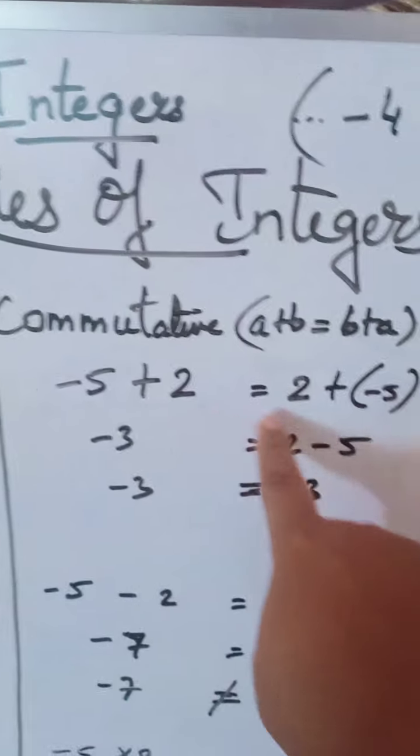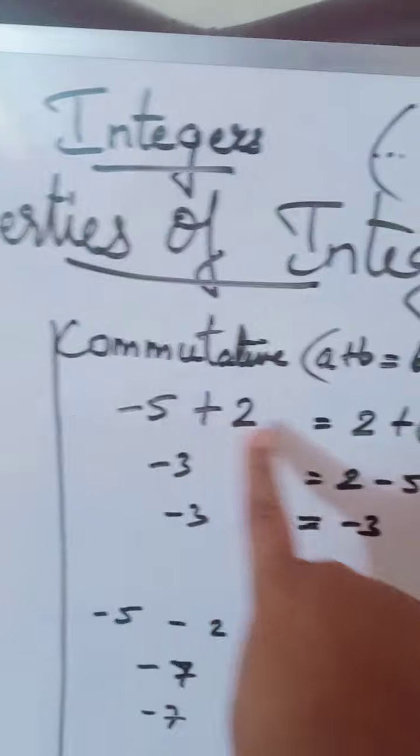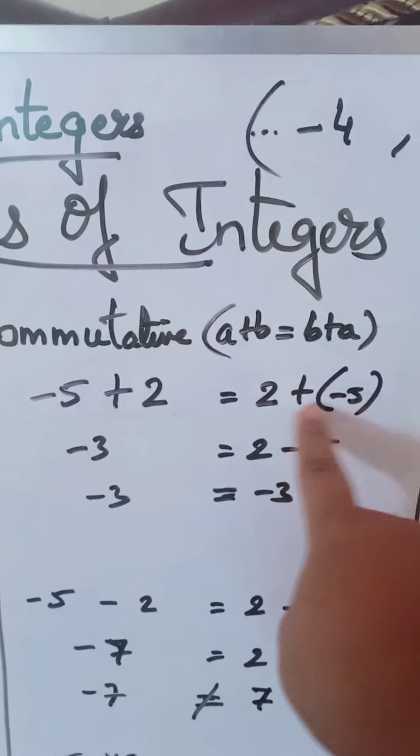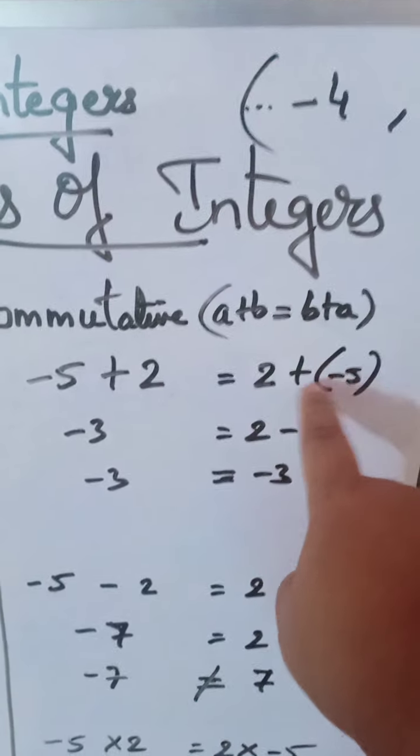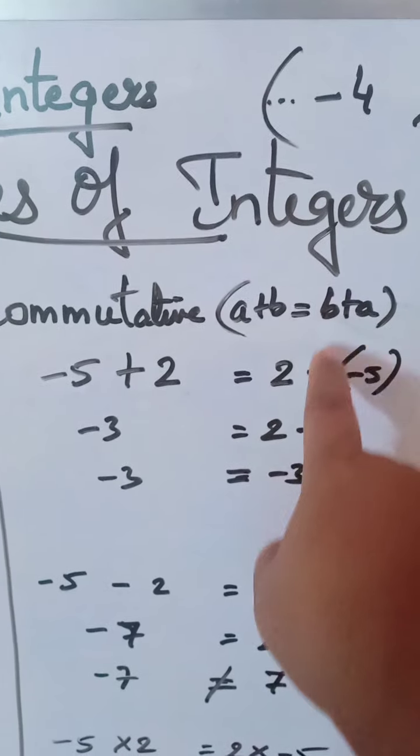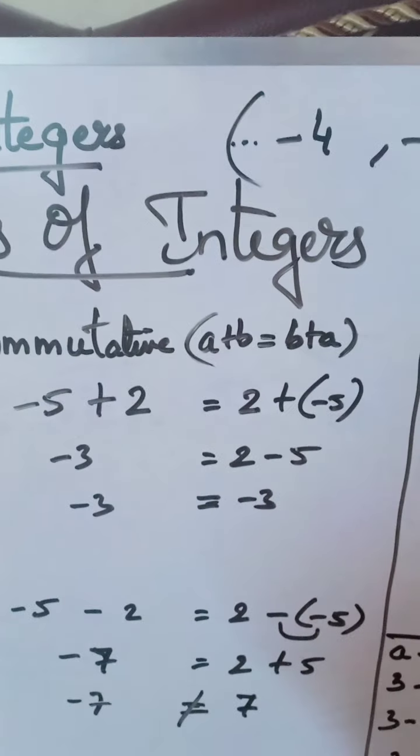What is b here? 2. Plus, what is a here? Minus 5. So 2 plus minus 5. Since we have two signs here, I am using a bracket. We can't write 2 plus minus 5. You have to separate these two signs using a bracket.